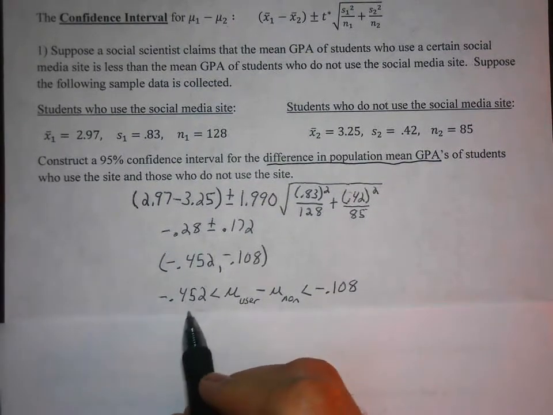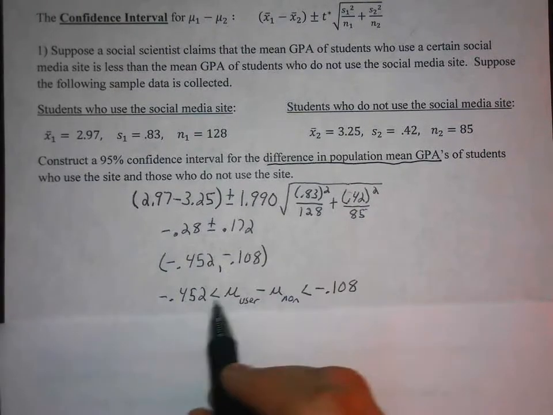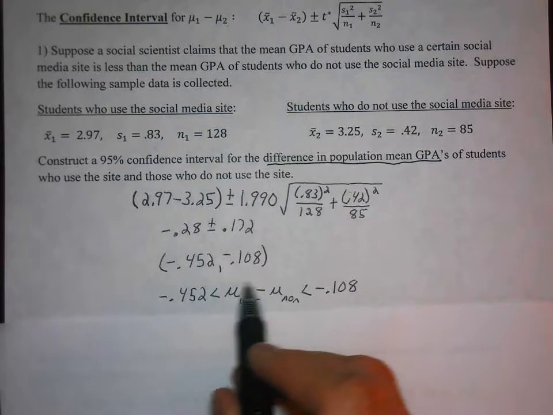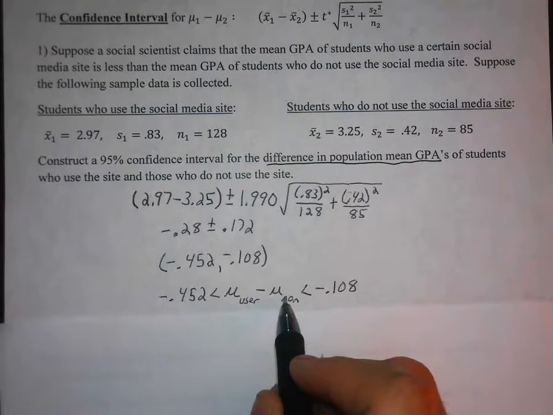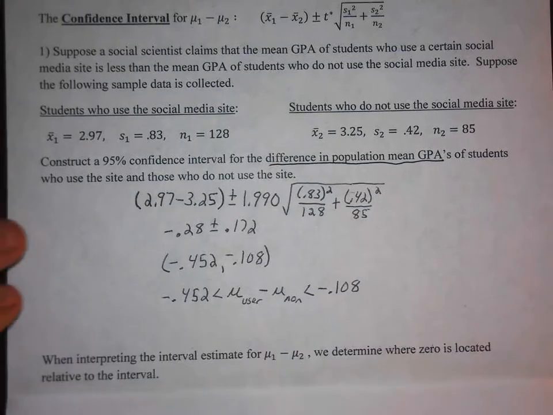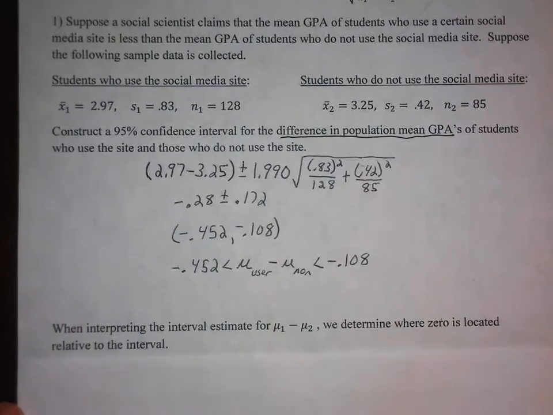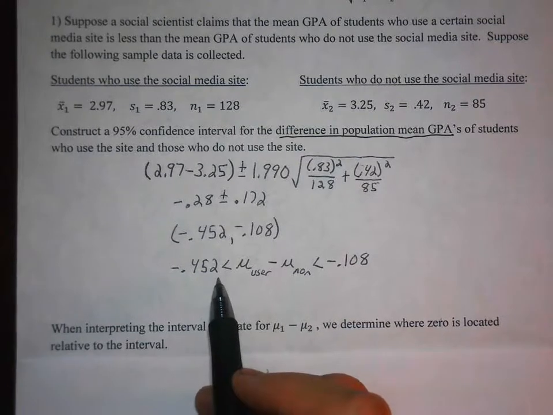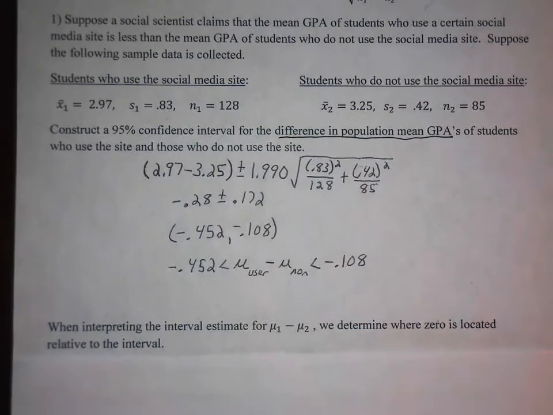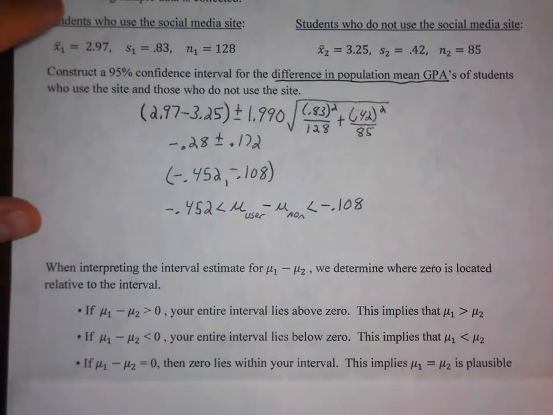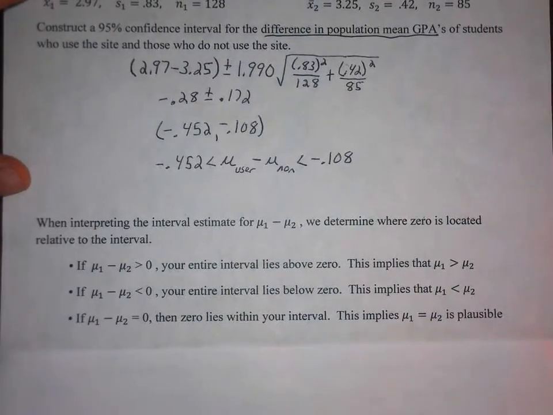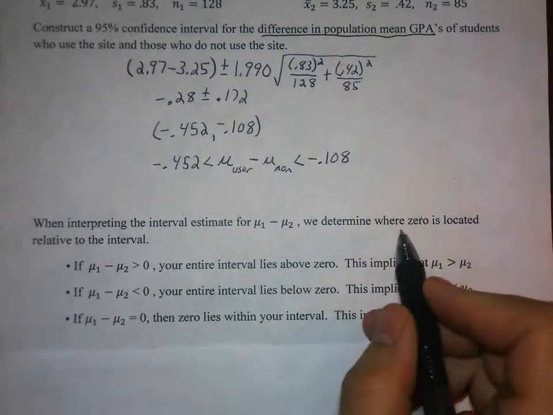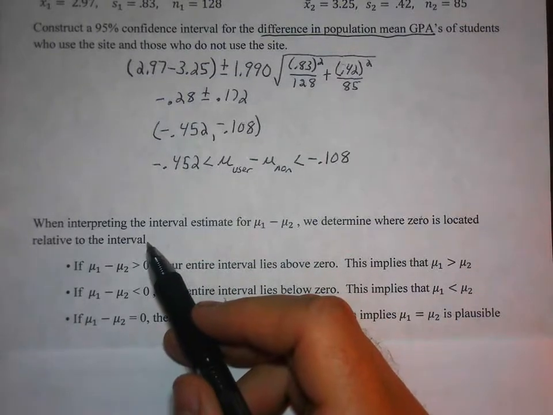So we're 95% confident that this interval contains the true value of the difference in means between the two groups. Now, how do we interpret that? We look at this and we say, well, we have a confidence interval, but what is it telling us? Interpreting the interval is the reason why we construct a confidence interval, so we can explain what it means. Well, when you look at the interpretation of the interval, we're always going to determine where 0 is located relative to the interval.